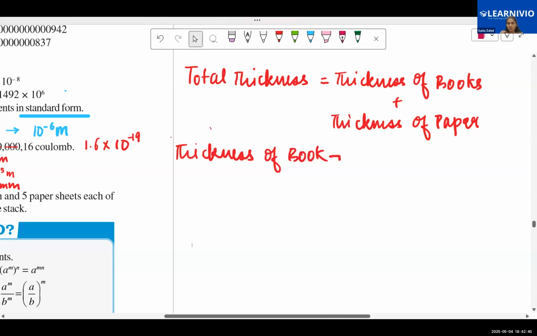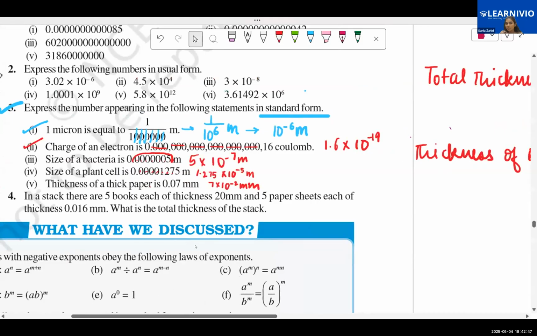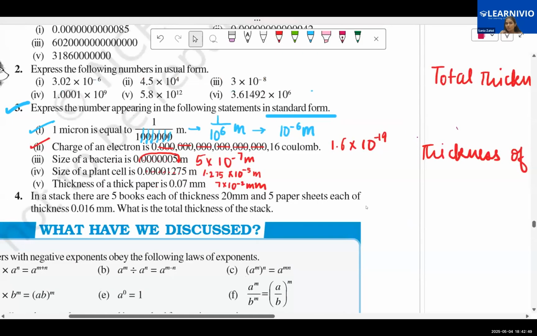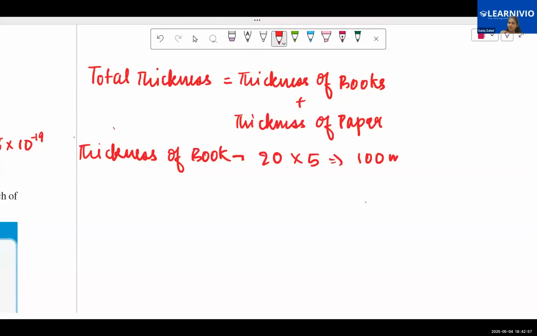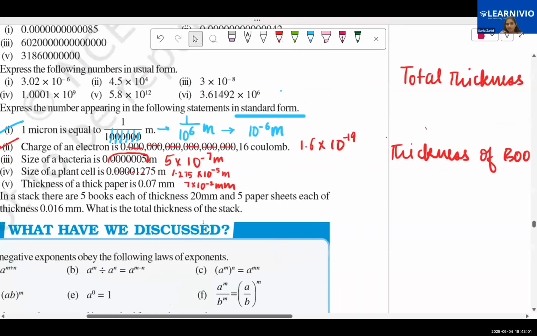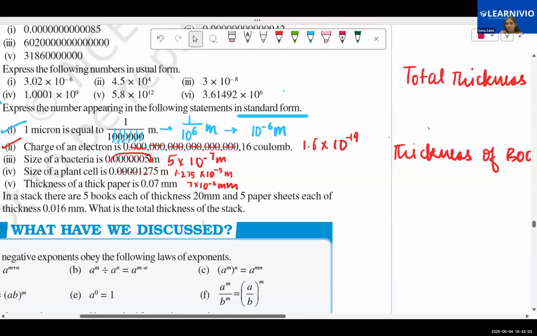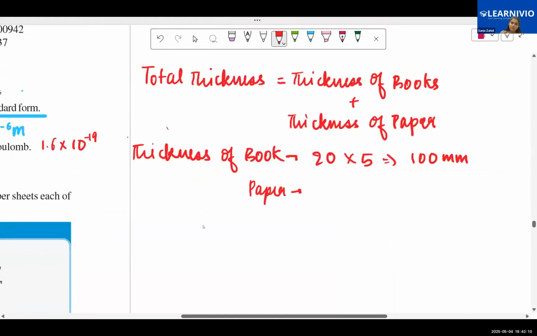See, one book is 20 millimeter thick. So 5 will be 20 into 5 millimeter thick. So 100 millimeter thick. And what is the thickness of the paper? The paper sheet is 0.016 millimeter thick. And again, there are 5 paper sheets. What does it become?